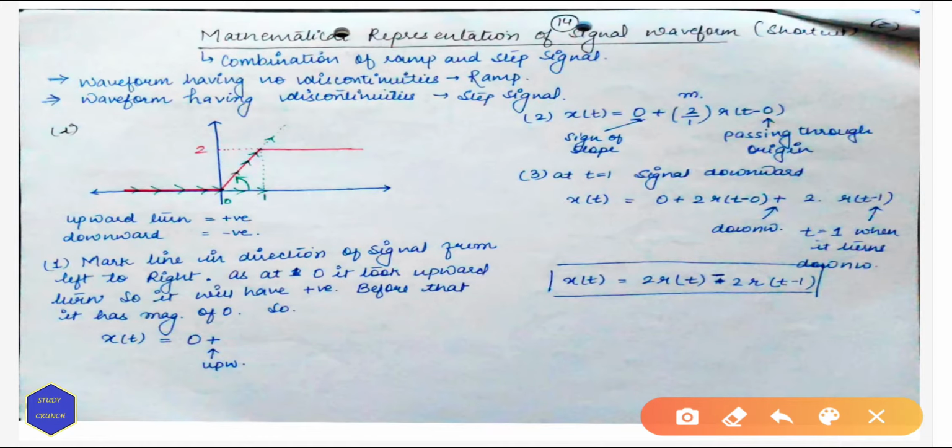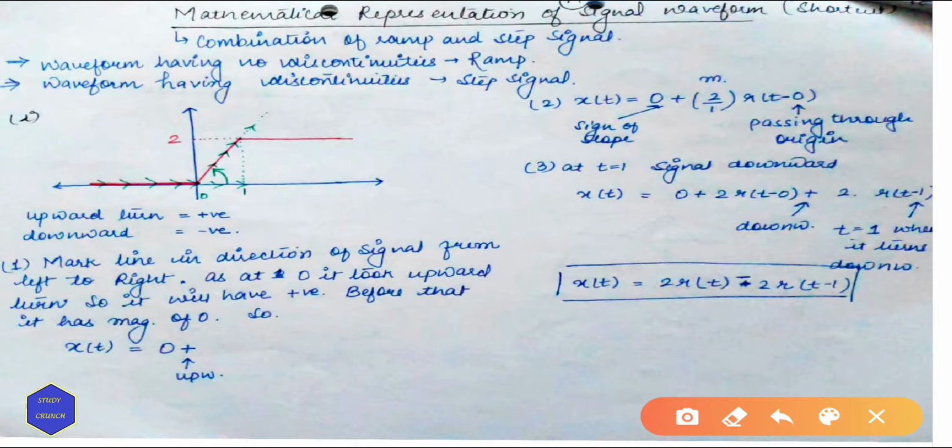Now let's start with the mathematical representation. First of all, mathematical representation is actually a combination of ramp and step signal. The waveform having no discontinuities are the ramp signal, whereas the waveform having the discontinuities are the step signal. So let's start how we have to draw the simple waveform with the equation.